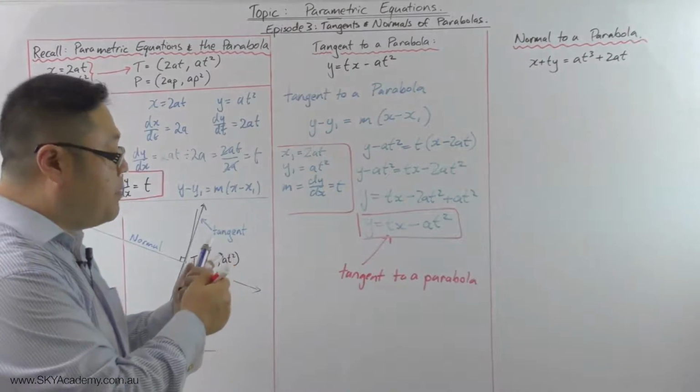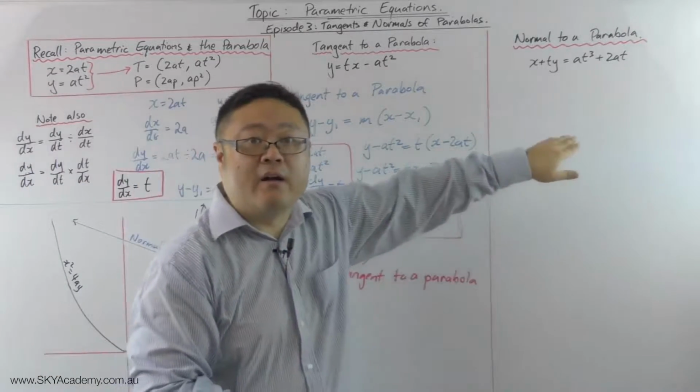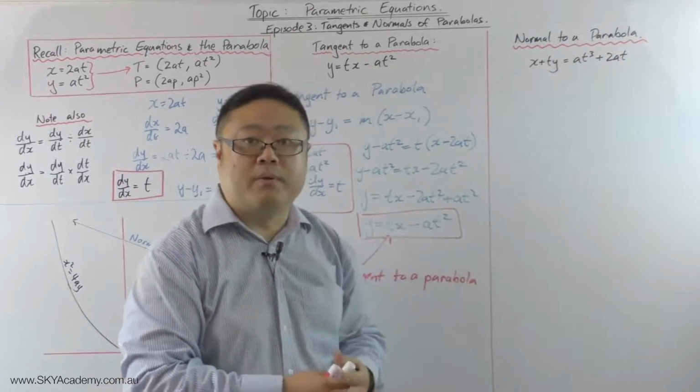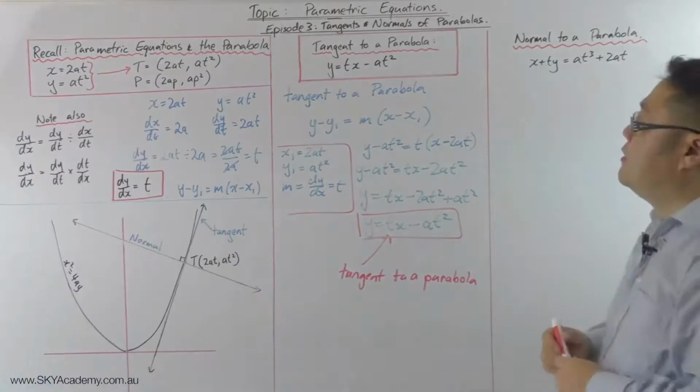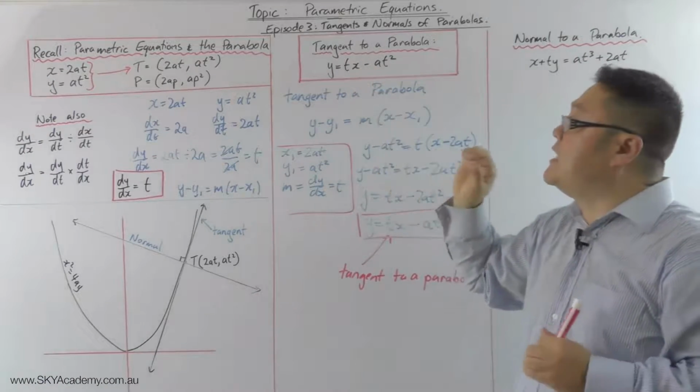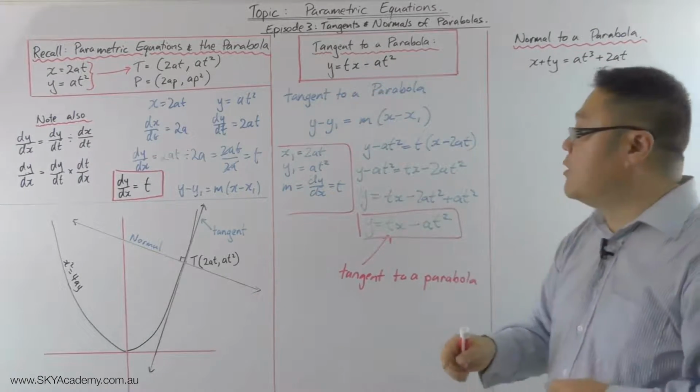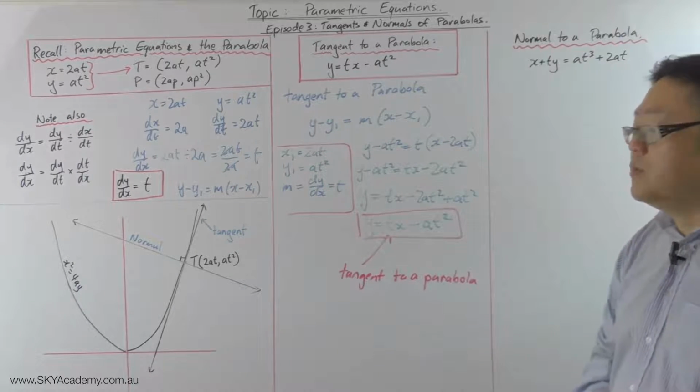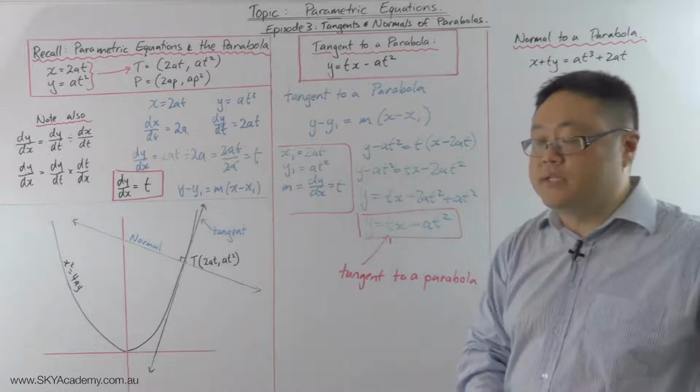Okay, so let me put a box around it and then we'll work out the equation of a normal to a parabola. So that's the equation of a tangent to a parabola. Now what I want to do is look at the equation of a normal to a parabola. So here's what we need to know.